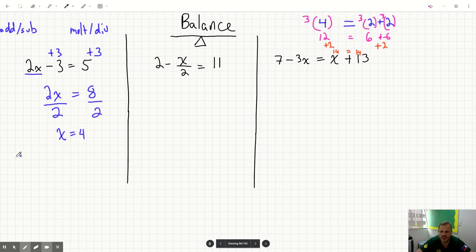And we can go back and check that. 2 times 4, we're going to substitute that for x, right? Minus 3, what is that equal to? 2 times 4 is 8, minus 3 is 5. That's our original equation, so it works. Checked it.